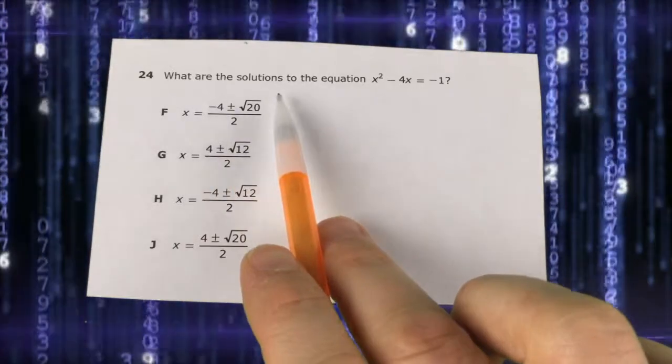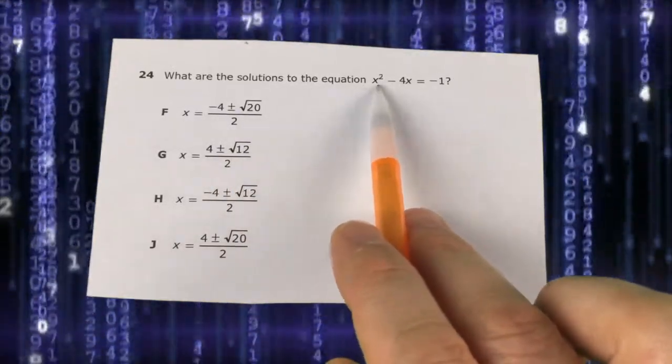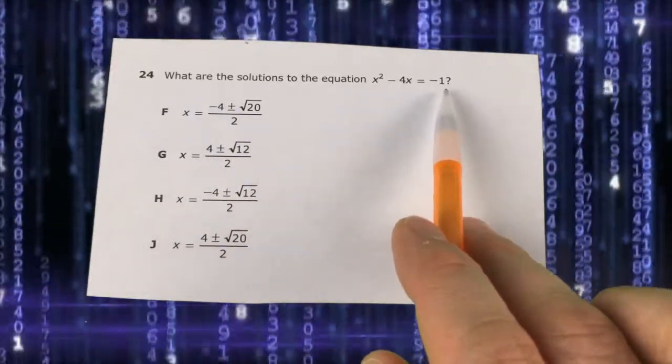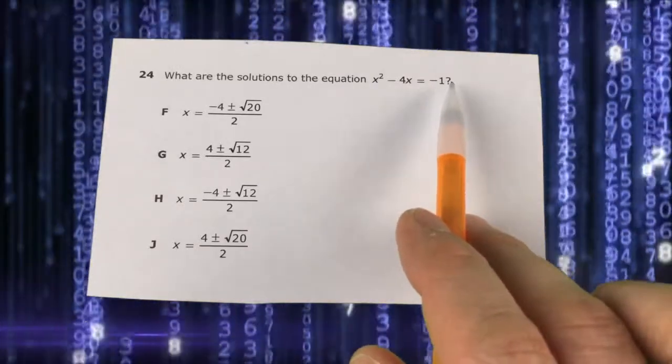What are the solutions to the equation x squared minus 4x equals -1? Okay.